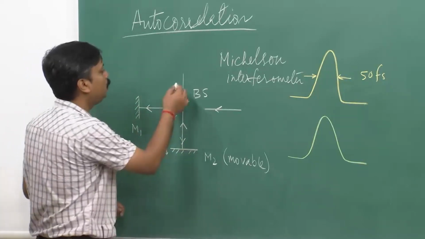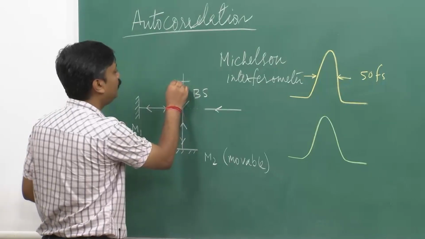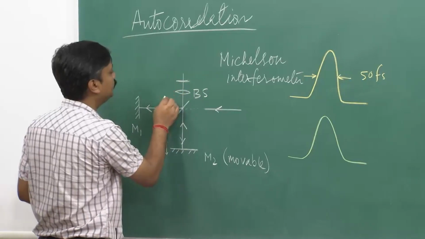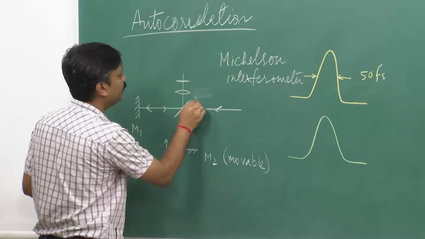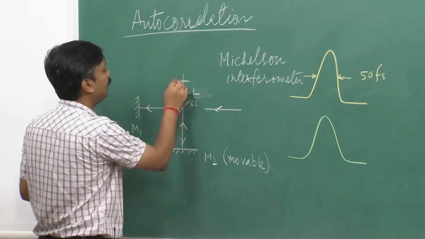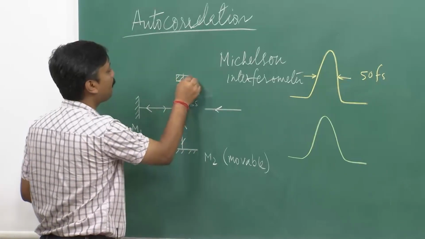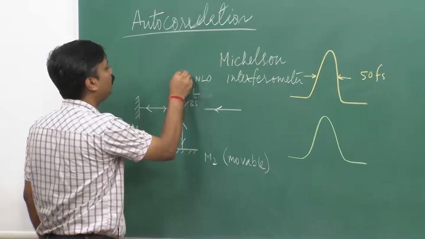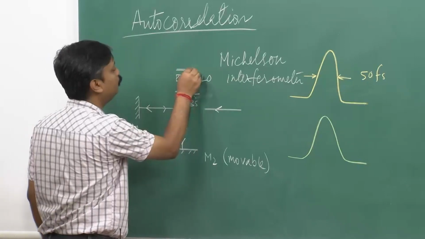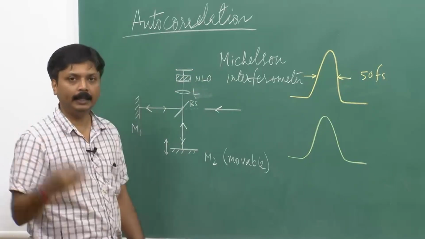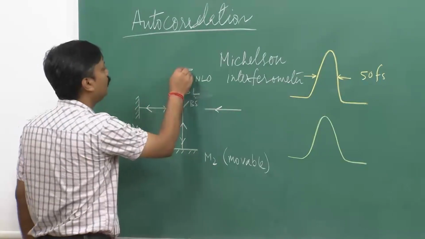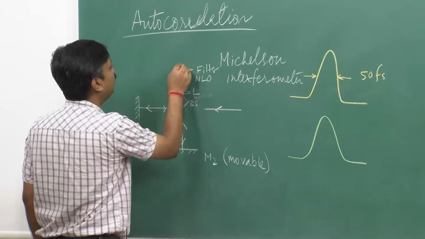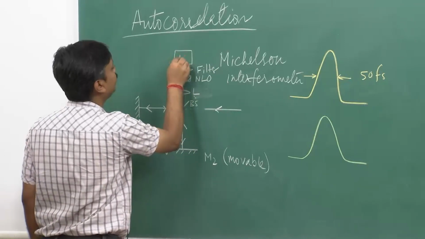Now, if I focus the beam using a lens, so this is my beam splitter here and this is my lens here, and then I put a nonlinear crystal, and then I put a particular filter which will take only the second harmonic light. So this is the filter, and then ultimately it will go to some detector.